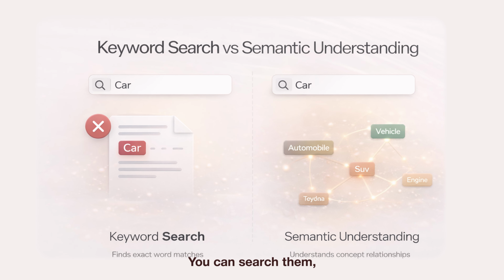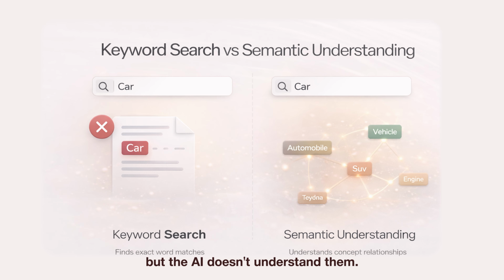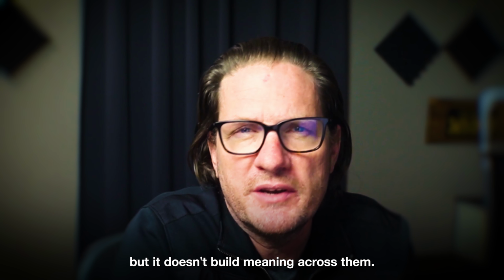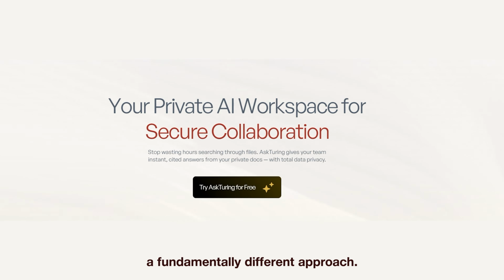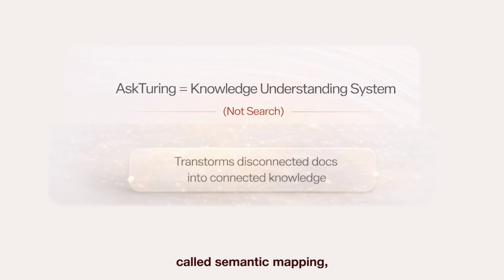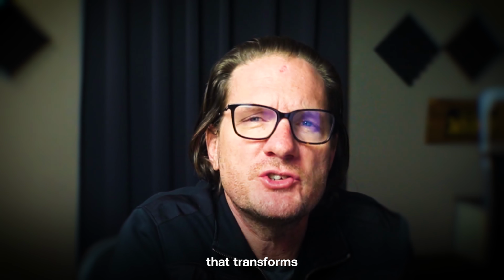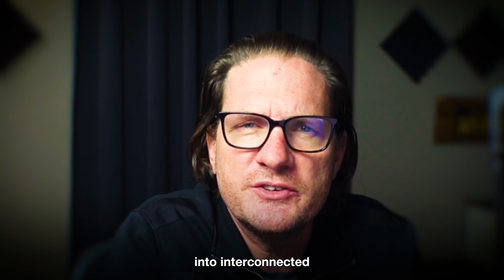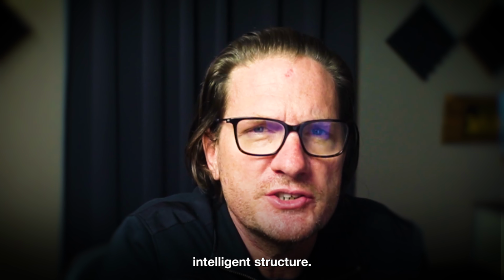You can search them, but the AI doesn't understand them. It can skim them, but it doesn't build meaning across them. This is where AskTuring takes a fundamentally different approach. At the heart of the platform is a capability called semantic mapping, a system that transforms disconnected documents into interconnected, intelligent structure the AI can navigate with human-like reasoning.